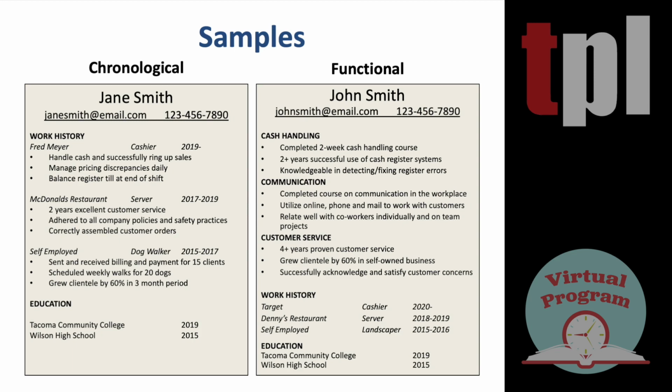On the right side with the functional style, John Smith has his heading, and then he's got listed those skill sets we looked at on the previous slide. And they're in bold, and they're cash handling, communication, customer service. He would have identified these categories by looking at the job listing and deciding what he thinks that employer is most interested in seeing from people applying to the positions, or what are those most important skills that they need from the person they're hiring.